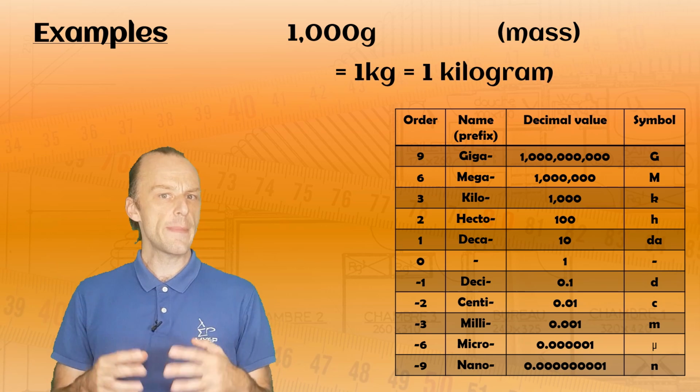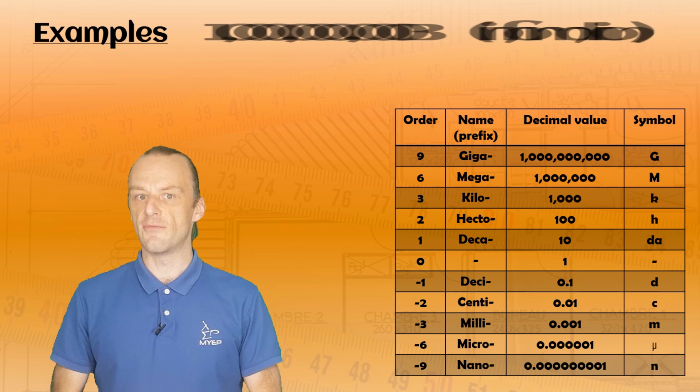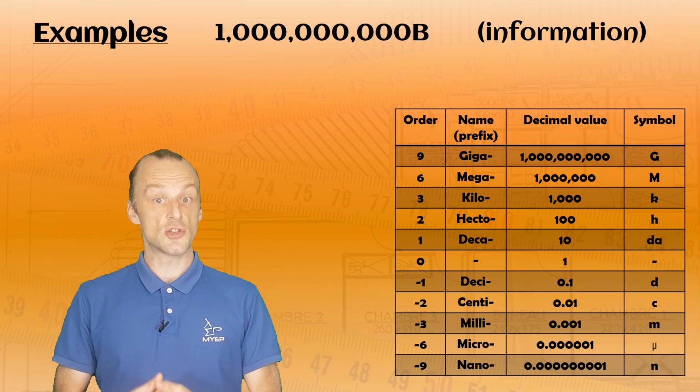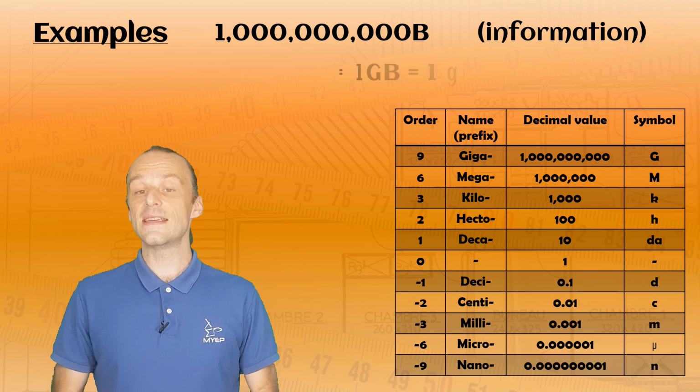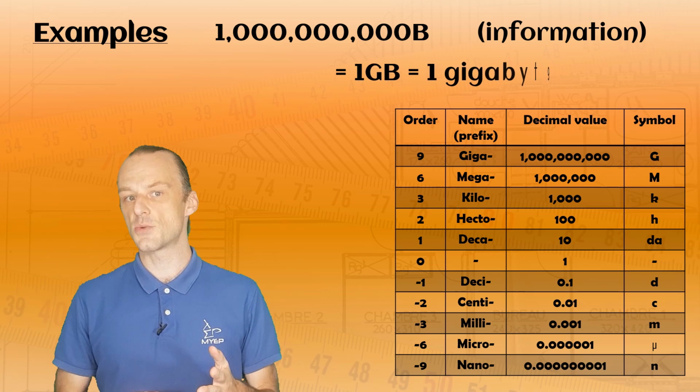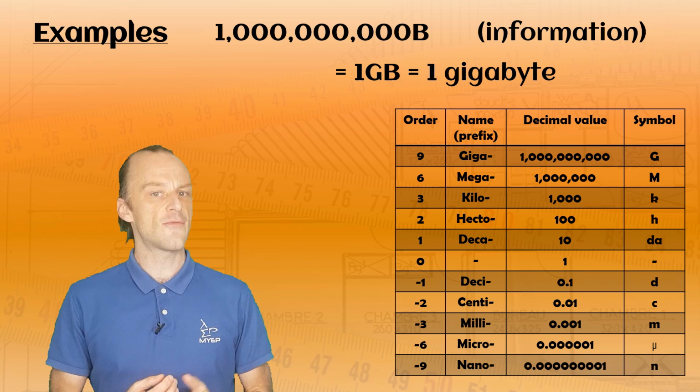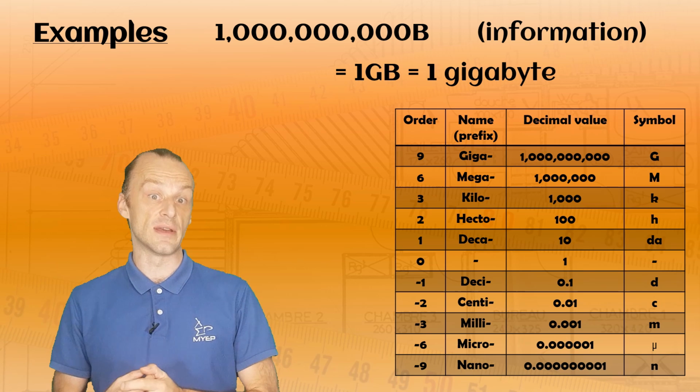Moving on, what about 1,000,000,000 bytes of information? Which of the orders should we be using here? I can tell you that this one is the gigabyte. That's right, 1,000,000,000 bytes of information is 1 gigabyte.